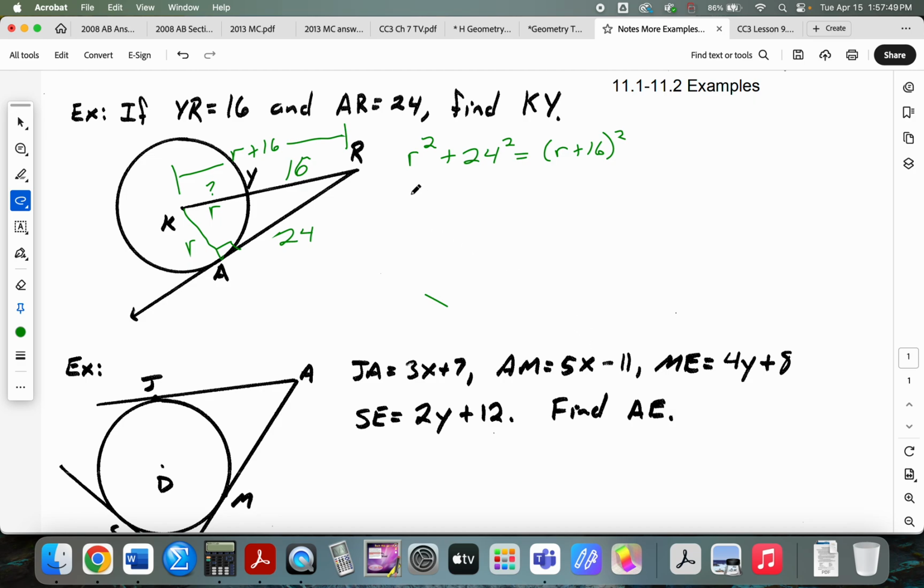All right, so here we'll have R squared plus 24 squared. You can use your calculator for that if you don't know it. It's 576. And when we square something, it says multiply it times itself. So we're going to multiply R plus 16 times R plus 16. On the left, there's nothing we can do to make that any nicer than it already is, or any simpler.